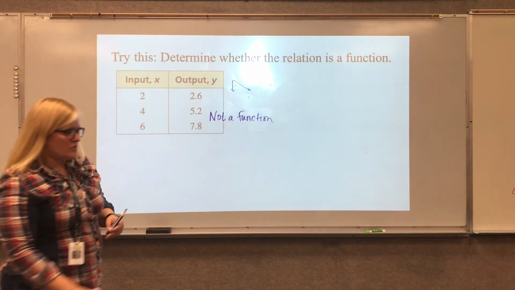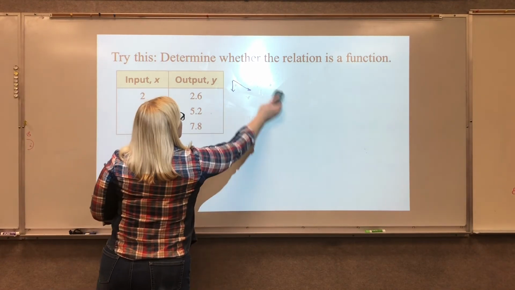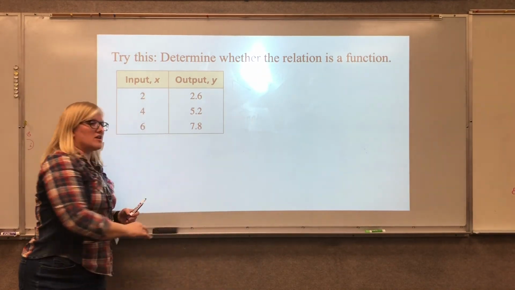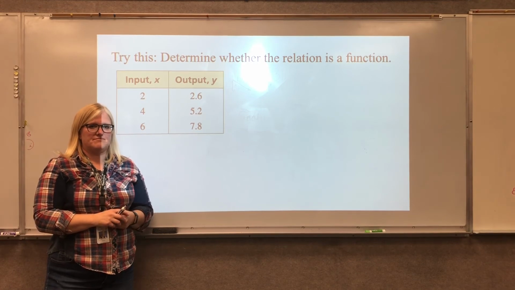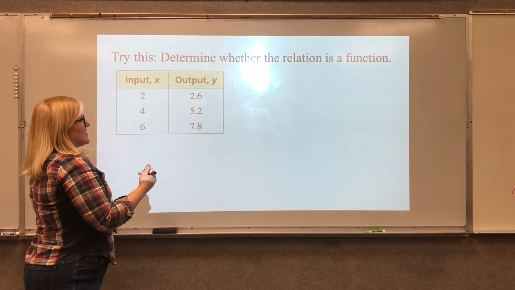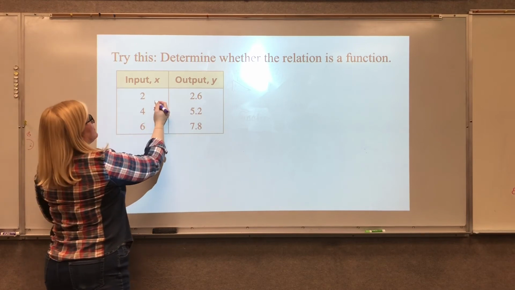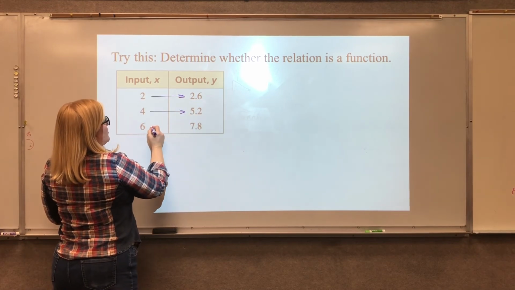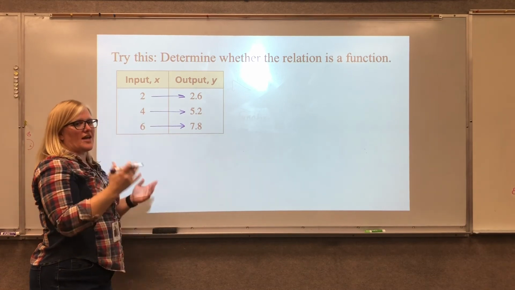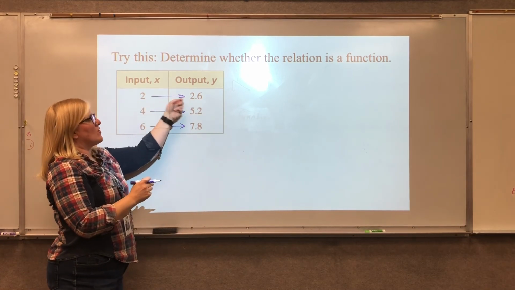All right, so here's one for you to try. So go ahead and pause your video and give it a try. Okay, this one's pretty straightforward. 2 is spitting out 2.6, 4 goes to 5.2, and 6 goes to 7.8. So they all have an input going to an output.